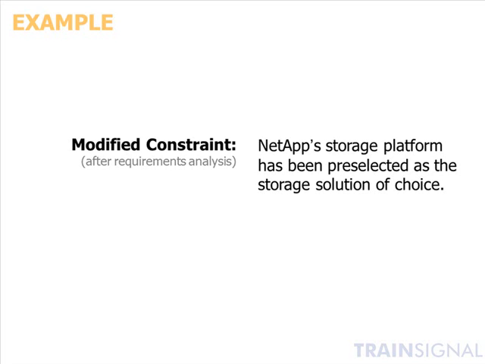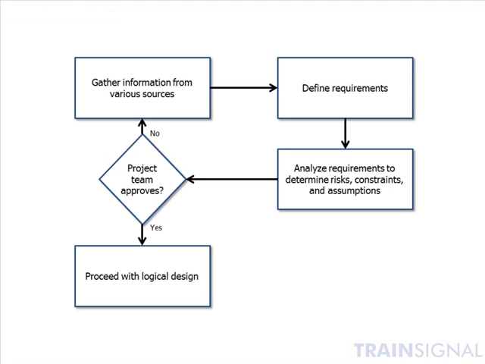But what we've done is we've taken the information that we have, we've taken a constraint or a non-functional requirement, we've compared that with one or more functional requirements, we've identified risks or gaps where these don't jive with each other, and then we've modified that information to present it back to the project team to get their approval so that we can proceed with logical design. Here's a view of this process again.